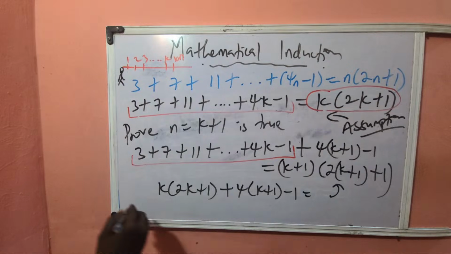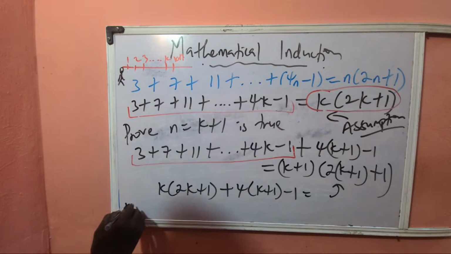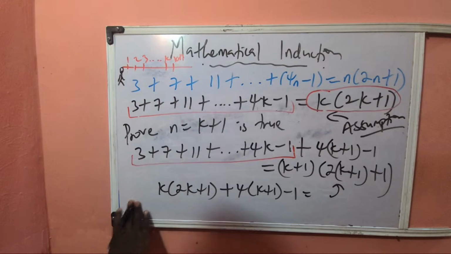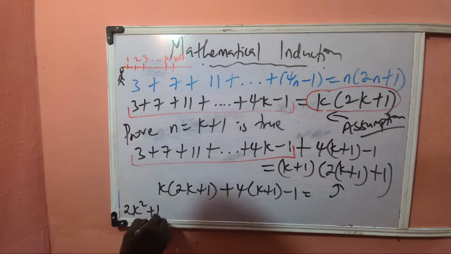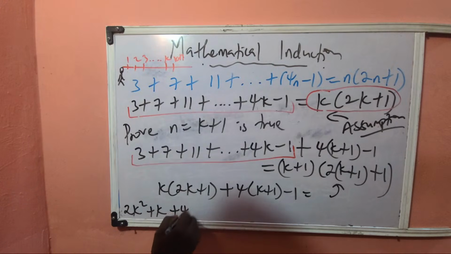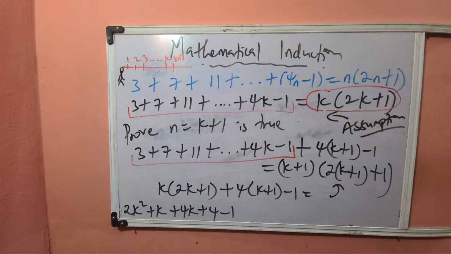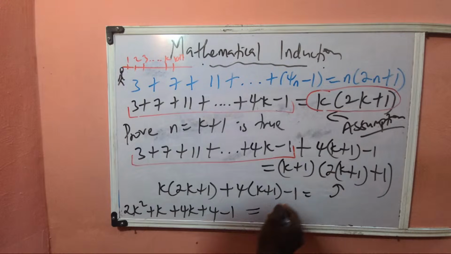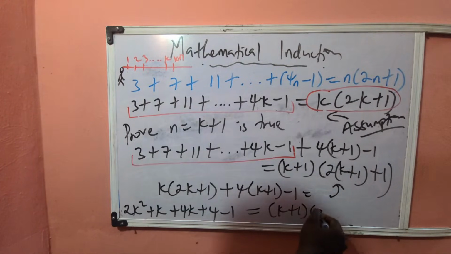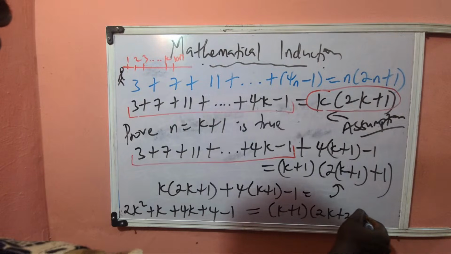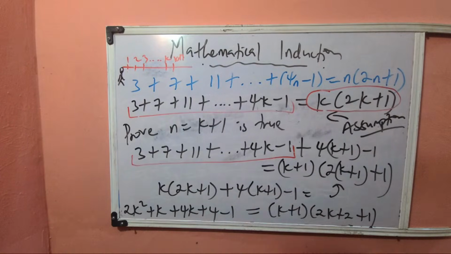In this case now, you'll be having 2k squared plus k plus 4k plus 4 minus 1. Let me open the right hand side also. Opening this right hand side, let me start from saying k plus 1. This will be 2k plus 1 plus 2, then plus 1.